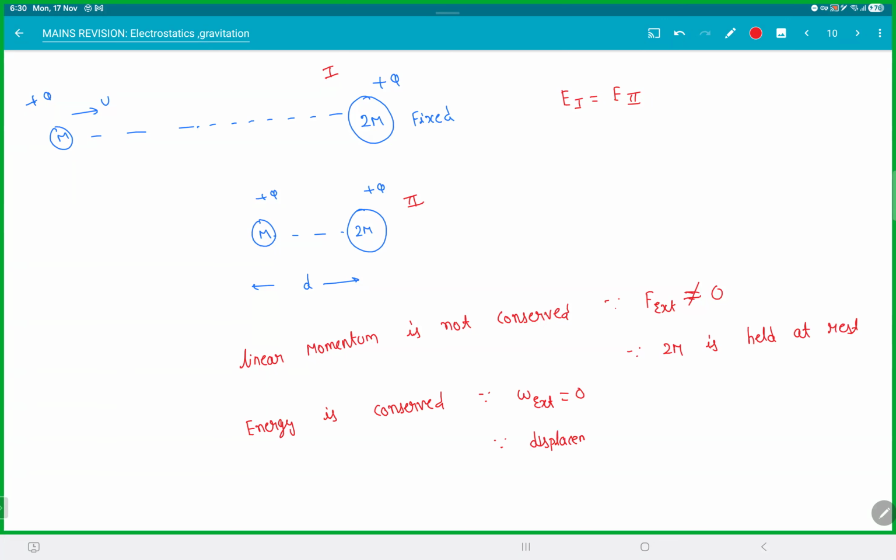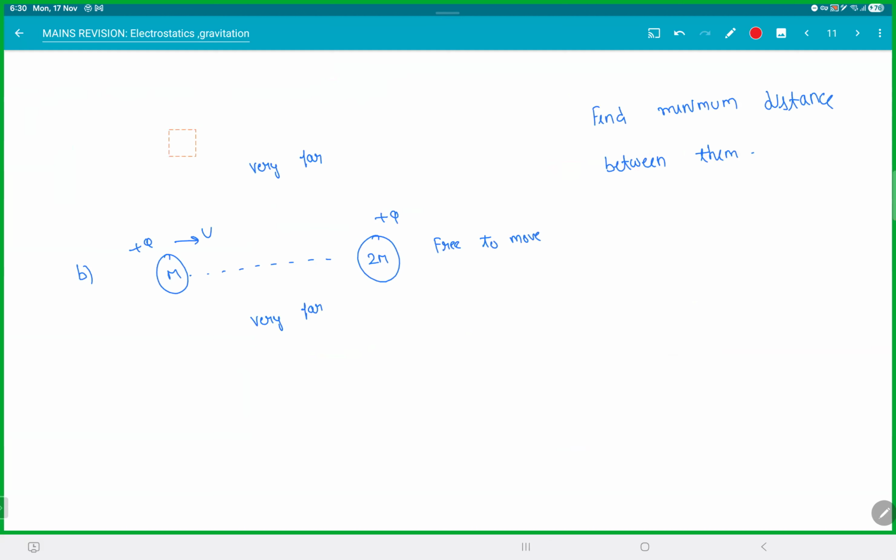We don't see the displacement of m. We are looking at the displacement of 2m. Right? So then this is easy actually. This will be half m u square, and the final kinetic energy will be zero. Initial potential energy will be zero because you are very far. This will be equal to k q square by d. That's it. You get this, you'll get the answer from here. That was an easy one.